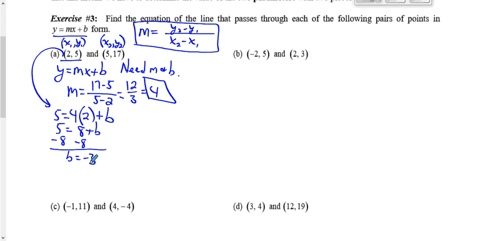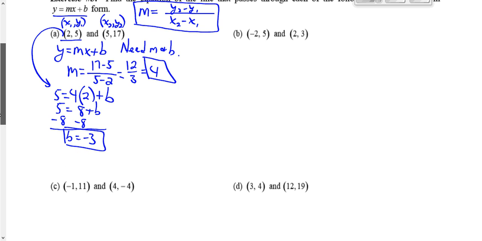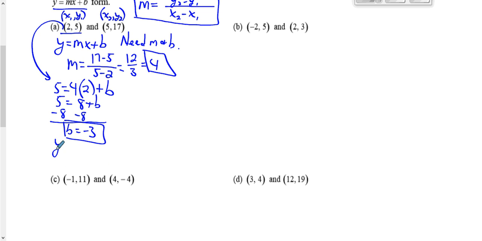Now write the equation. We have an M and a B. Write the equation. Y equals 4x minus 3. I heard a question. Shh, shh.